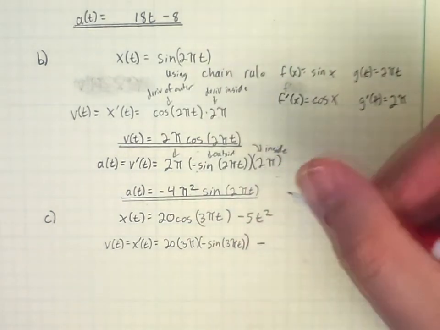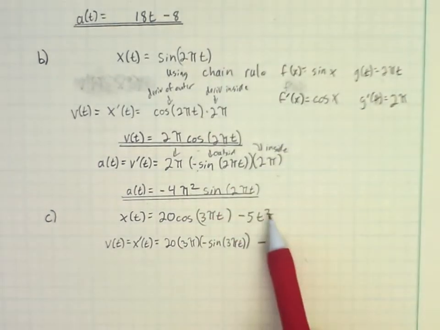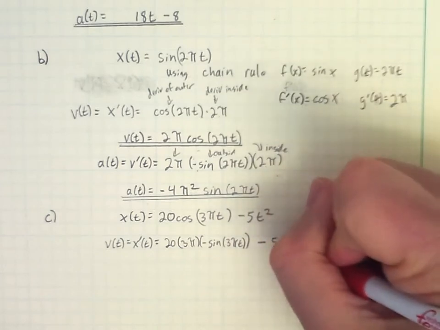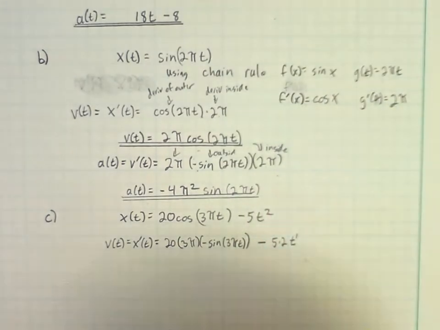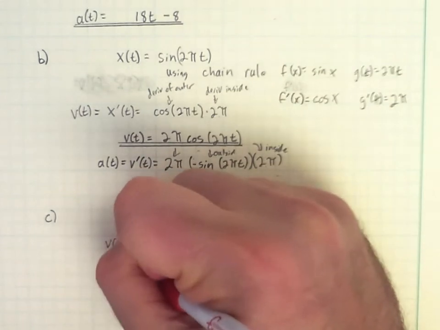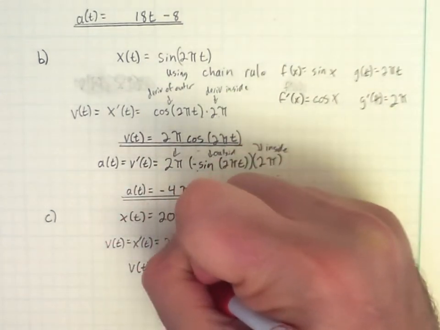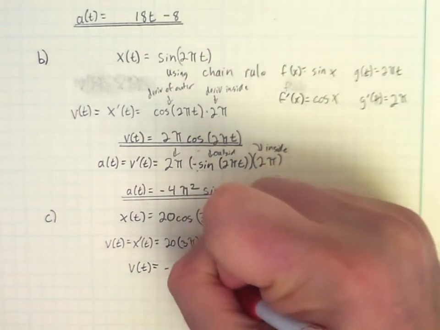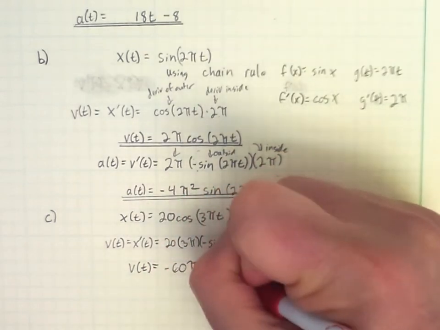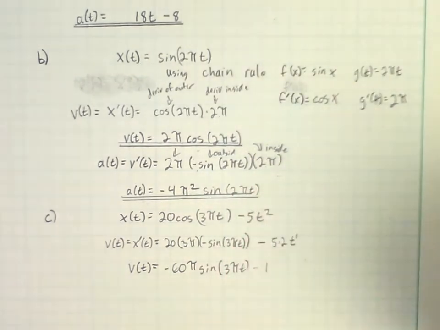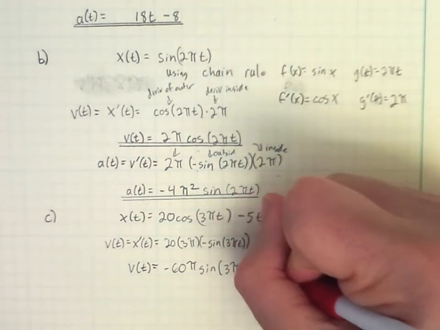The second term, a little bit easier. I'm going to multiply down by 2 and decrease the power by 1, so I end up with that. So v of t is going to be negative 60 pi times sine of 3 pi t minus 10 times t.